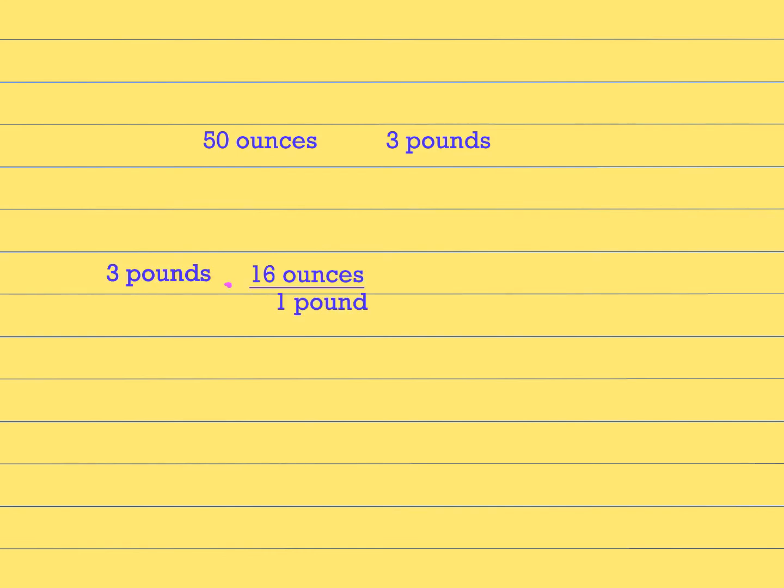So I know that I need to set it up correctly by having the units on the opposite sides of the fraction bar, top and bottom. So now I've done it correctly, 16 ounces and 1 pound, so that pounds here on top and pounds here on the bottom cancel. What am I going to be left with?